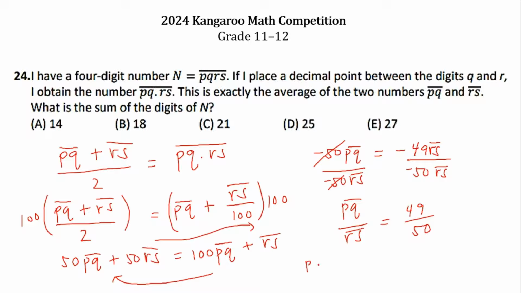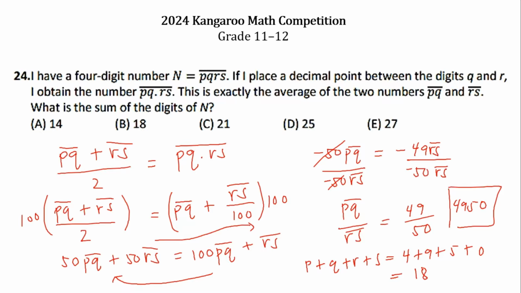So we are finding the sum of the digits. And by the way, the number we are looking for is 4950. So the sum of the digits P plus Q plus R plus S is equal to 4 plus 9 plus 5 plus 0. That's equal to 13 plus 5. That's equal to 18. So that's option B.